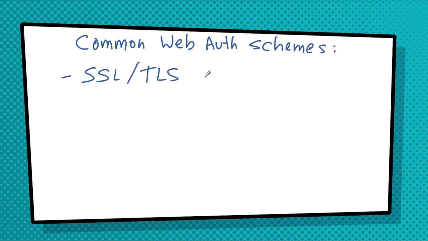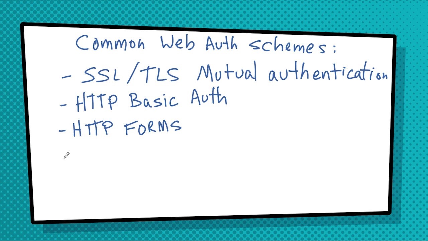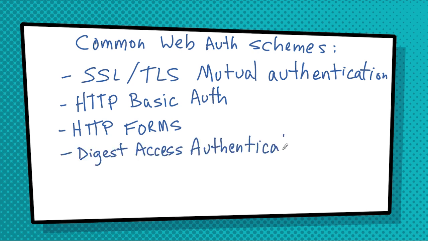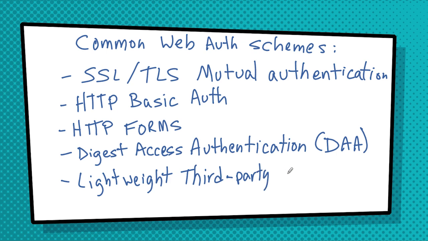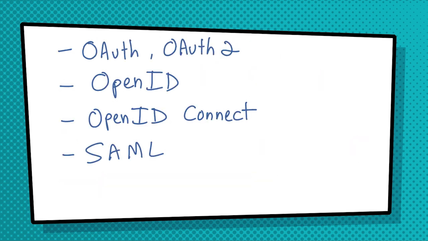Now, the following are some of the most common types of web application authentication schemes. So we have TLS and of course, SSL, and that is not only doing the authentication of the server, but also mutual authentication. So that means client-based authentication as well. And we're going to cover that in a few. Now, HTTP basic auth is another one. HTTP form-based authentication is another one. Digest access authentication, LTPA, or lightweight third-party authentication, OAuth 2, OpenID Connect, and SAML, right? So those are the most typical authentication schemes out there.